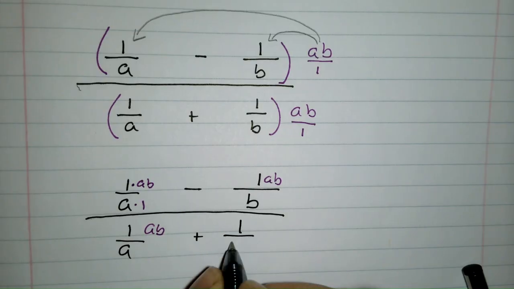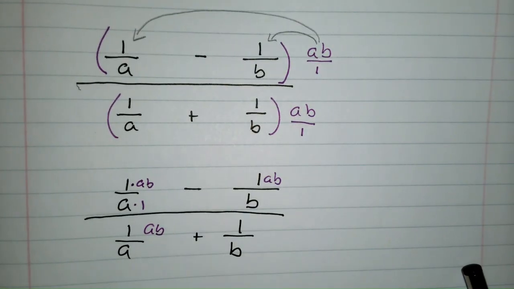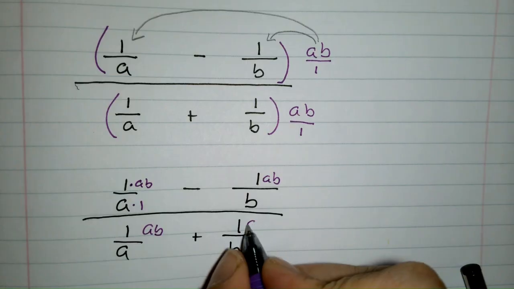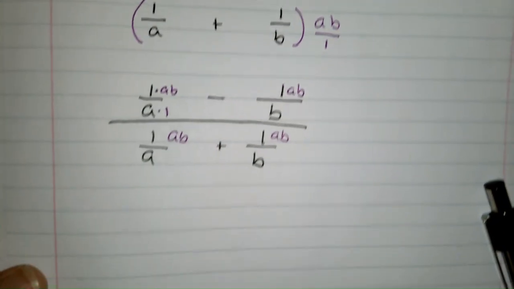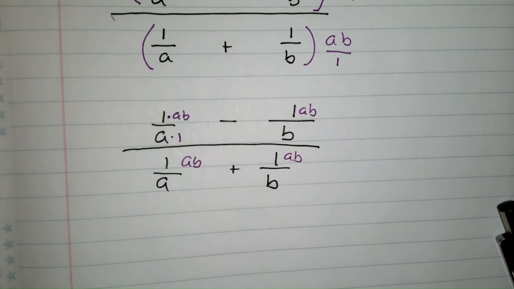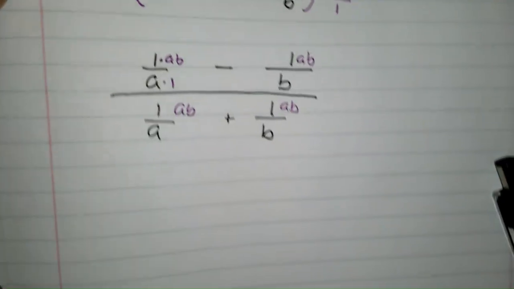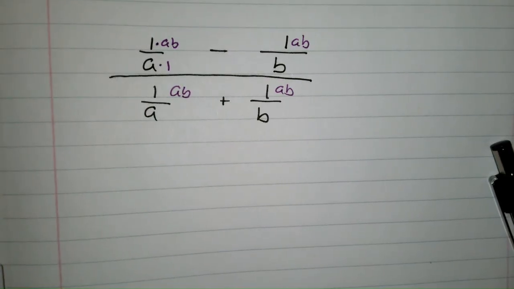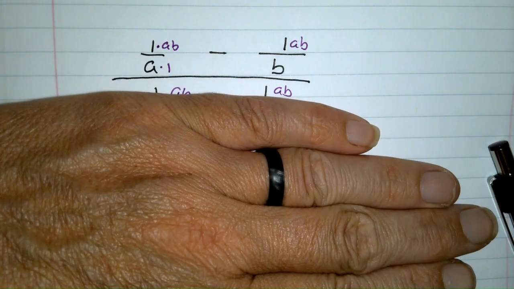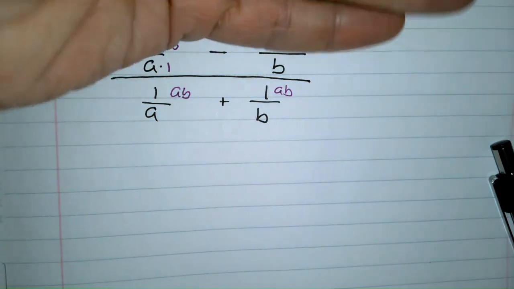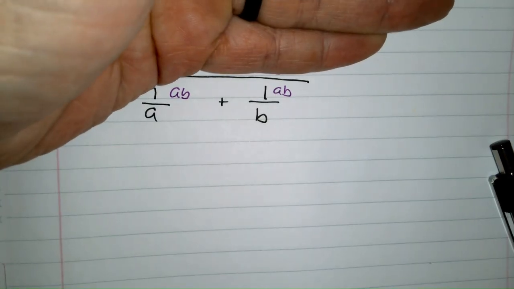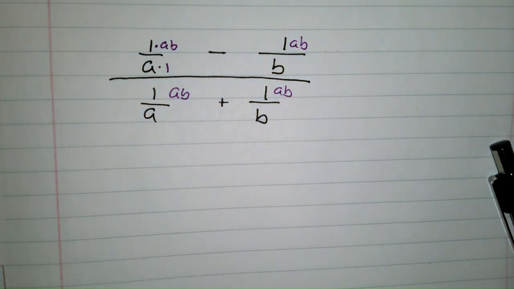Plus 1 over B, and I have to distribute that AB. So simply put, I multiplied every single fraction by AB. That's all I did. Did I treat them all fairly? Yes, I distributed it to my numerator. I distributed it to my denominator. Why did it only go in the tops? Because technically it's over 1.